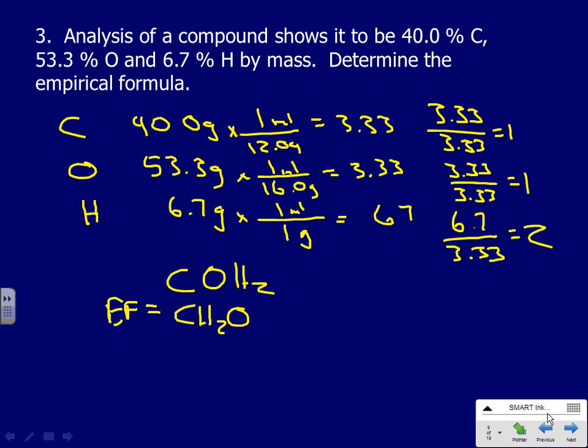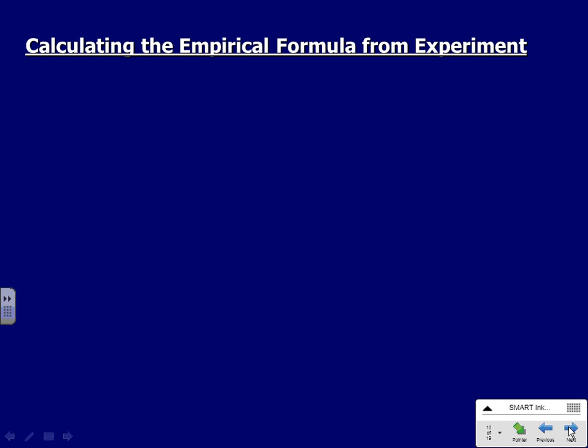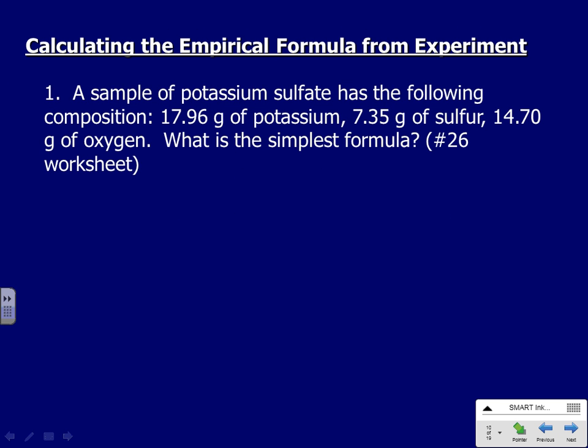Okay, now that's starting from percentages. The next examples deal with starting from experimental information. This is actually number 26 on this sheet here, so you don't have to actually write it down if you'd like. Just write down number 26 on the worksheet, and I'm going to hand the worksheet out in a moment. So if you want to make reference back to that question when you're studying, it's right here. You don't need to write it down.